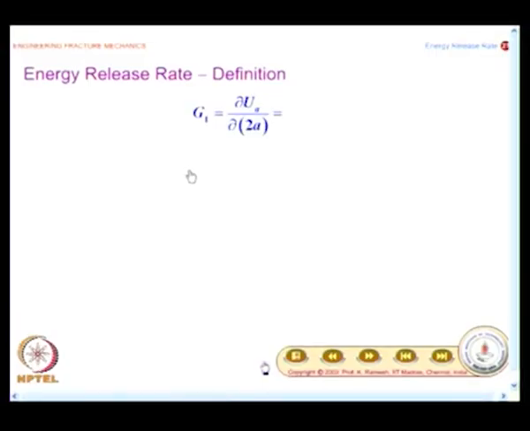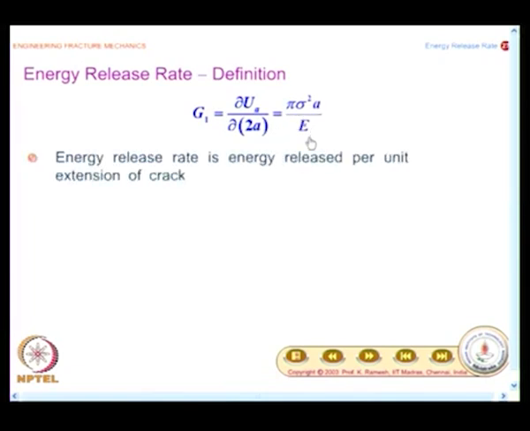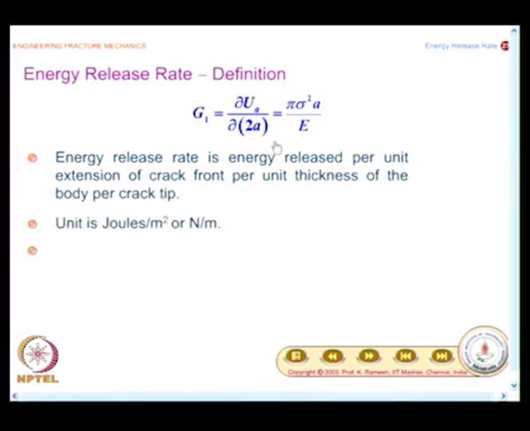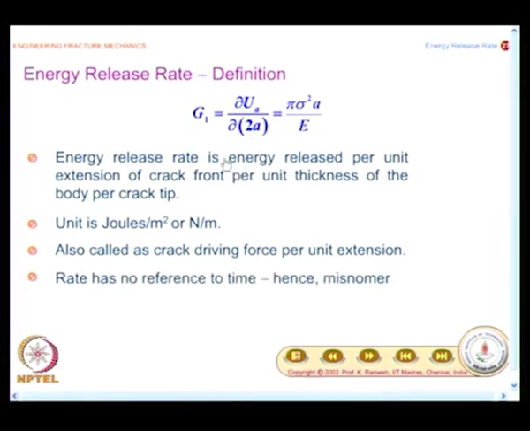And now we take up what is the definition of energy release rate. Actually, this is the continuation of the problem that we had discussed, and the result that we have got for this was pi sigma squared A divided by E, and this is for the specific problem of center crack in a tension strip. But whatever the points that are summarized, it is for any generic problem situation.